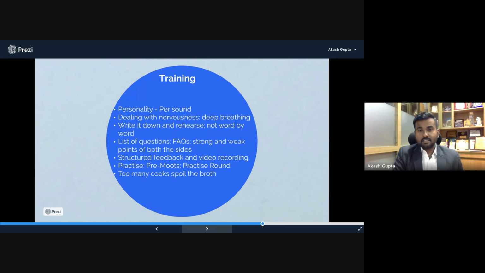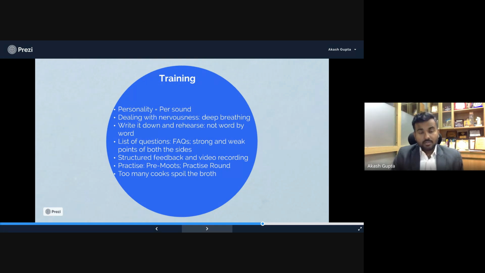Now, dealing with nervousness, deep breathing, all these tactics, a lot of different people do. It's person to person how you do it. Some people do a lot of practice in front of a mirror. Some people do it with video recordings. Some people write down the whole script and rehearse. So it depends on different personalities how you want to do it.